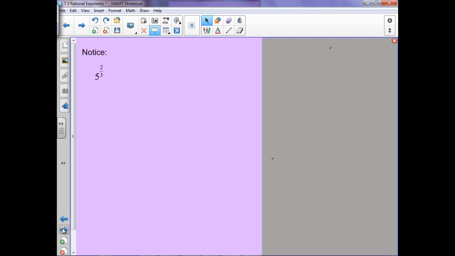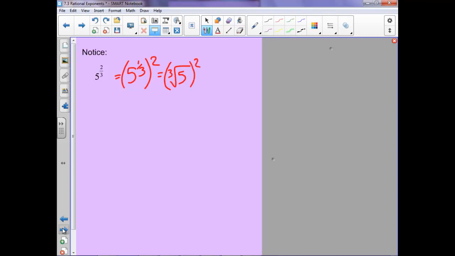Now another thing, notice if we have 5 to the 2/3, we can rewrite this as 5 to the 1/3 squared, which is the same thing as the cubed root of 5 squared. But we can also write it as 5 squared to the 1/3, because a third times 2 is the same thing as 2 times a third, which is the same thing as the cubed root of 5 squared. Notice these two are the same. It doesn't matter how we write it.